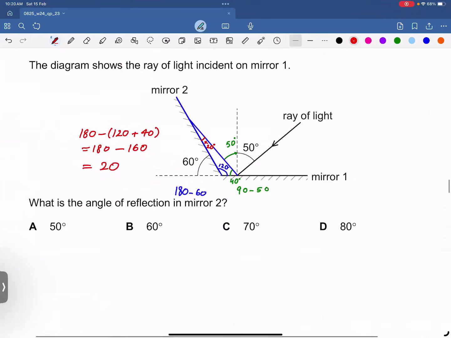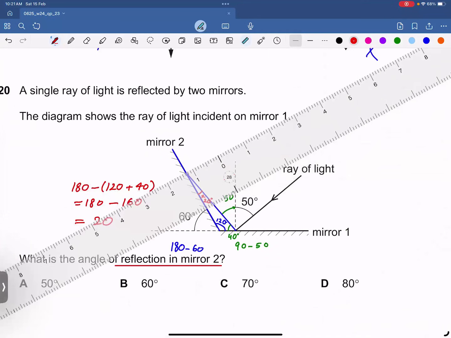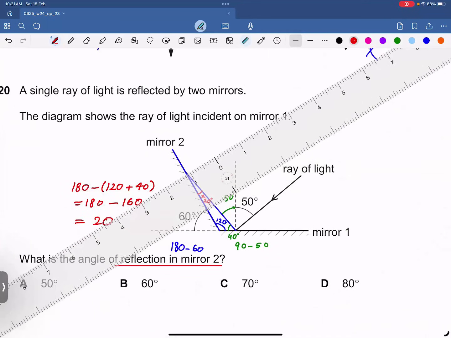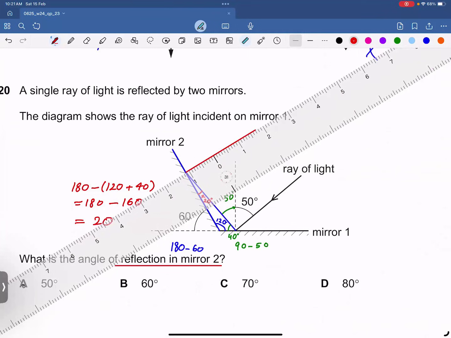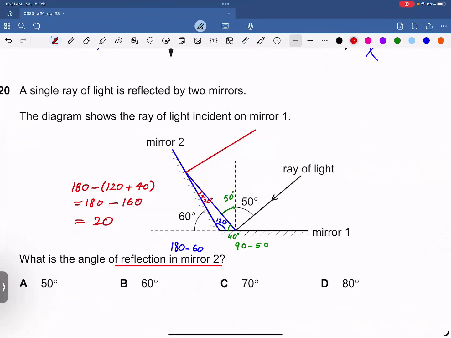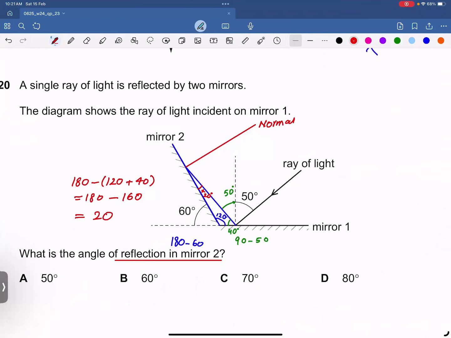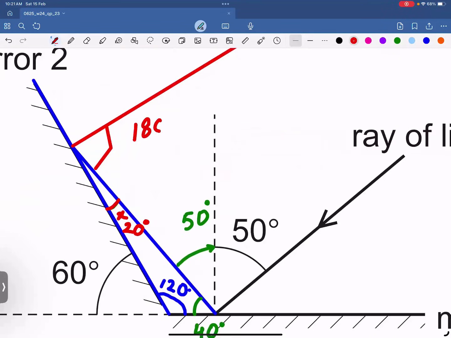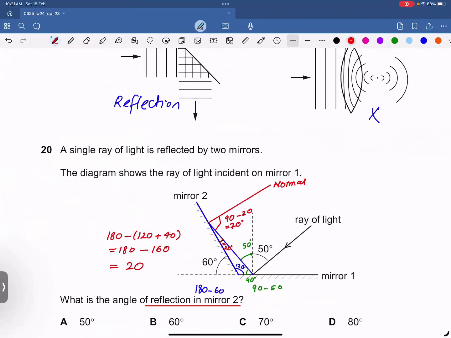Now, what is the question? The question is to find the reflection angle at mirror 2. At mirror 2, you will draw a normal again, like that, approximately. Here is the normal. When I draw the normal at mirror 2, it means I need the angle of reflection. So the angle of reflection will be the same as the angle of incidence. So this incidence angle will be 90 minus 20, 70. So if this angle is 70, the reflected angle will also be 70.